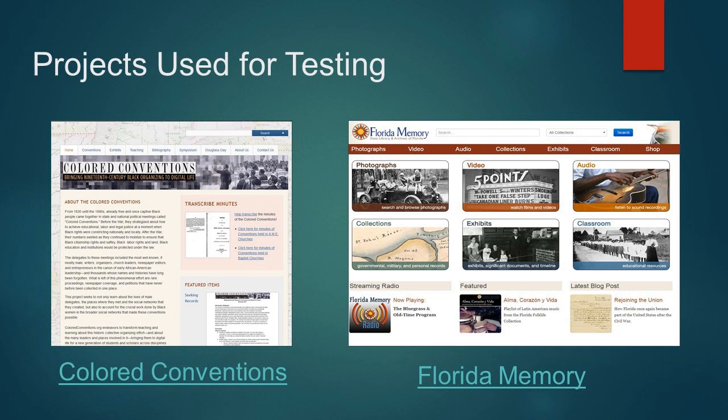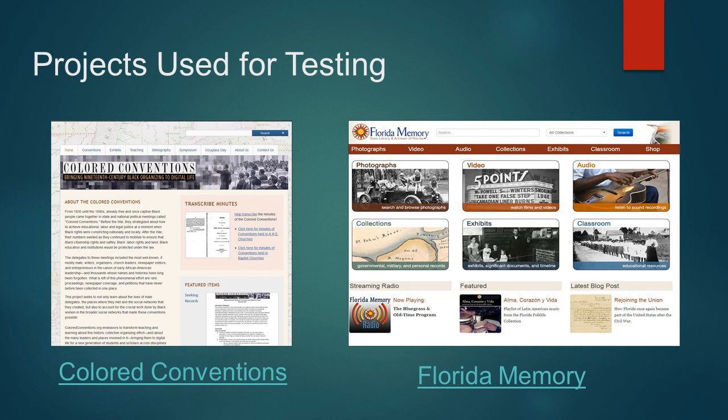It's a fairly straightforward site from an HTML standpoint. It focuses on a bunch of conventions of free Blacks during the 1800s, and it's really centered around the documentation that was generated during these conventions. Most of the information is organized into individual items, but it also has a large number of exhibits that help provide context for them and help discuss the topics that are in these conventions.